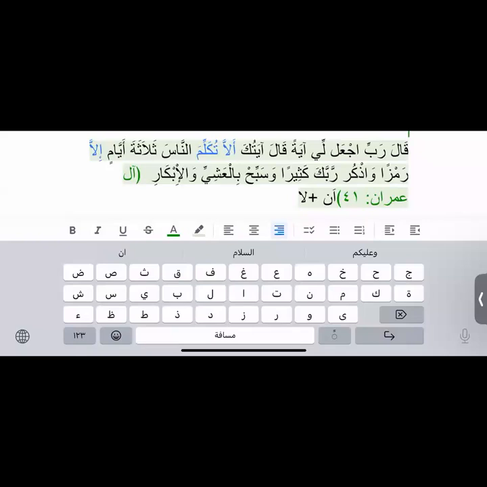Nasb status. Who is the doer in this mudare? Every fail has a file. Don't forget, even if it is a fail that is an amr, it will have a file. Every fail has a file.